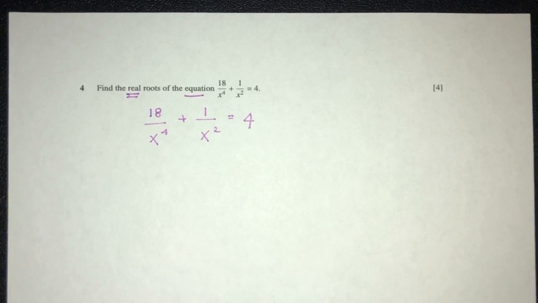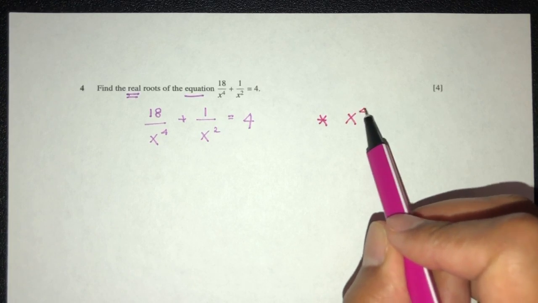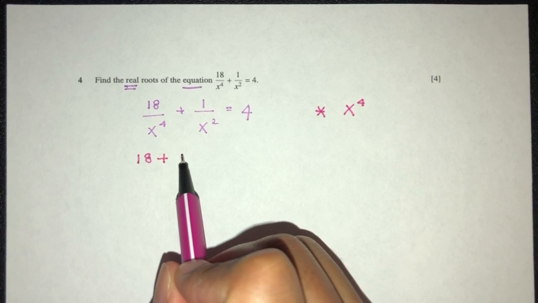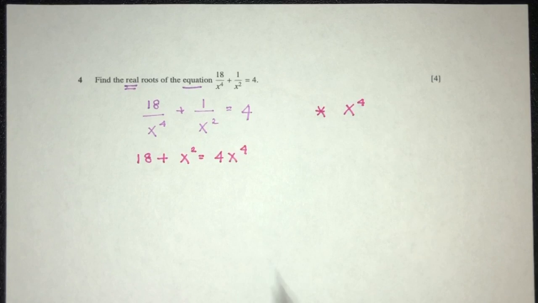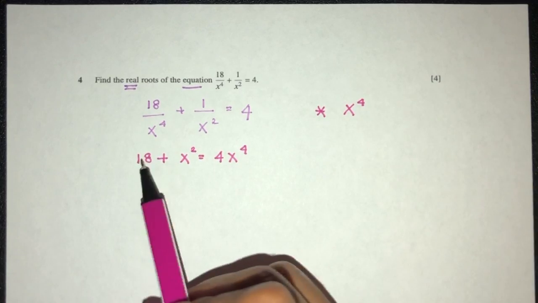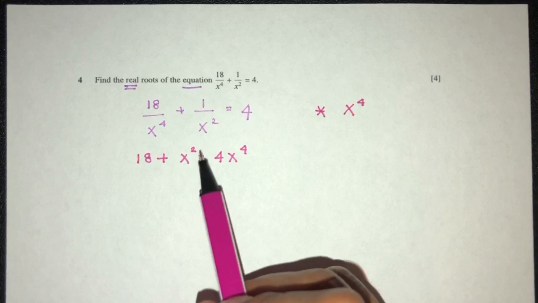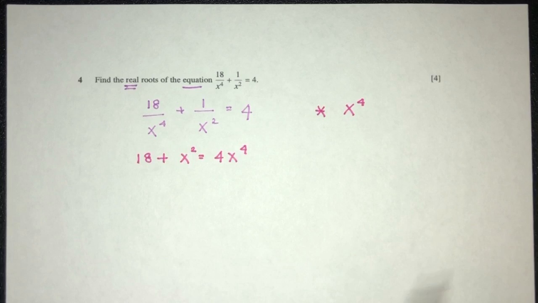We want to eliminate the highest power. So let me multiply everything by x power 4. Let's see what happens. So you will have 18 plus x squared equal to 4x power 4. I hope that makes sense, right? Because if you take 18 over this times this will cancel out. You will have 18. 1 over this times this will cancel, and you have 2 remaining. That will be x squared, and then the 4 times this will be obviously this. I hope that makes sense, right?